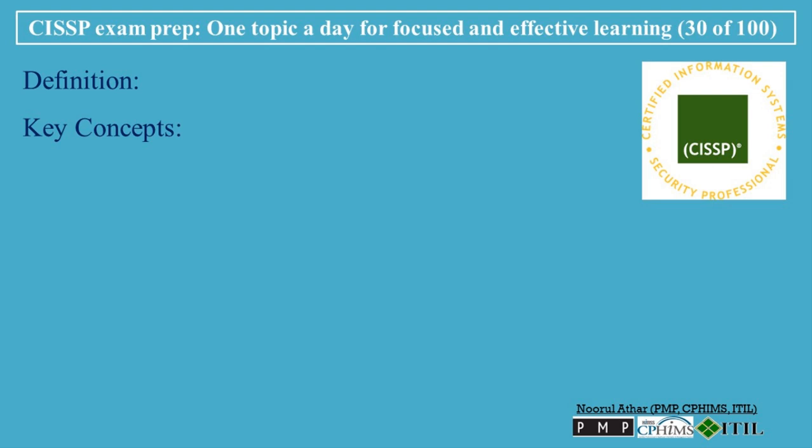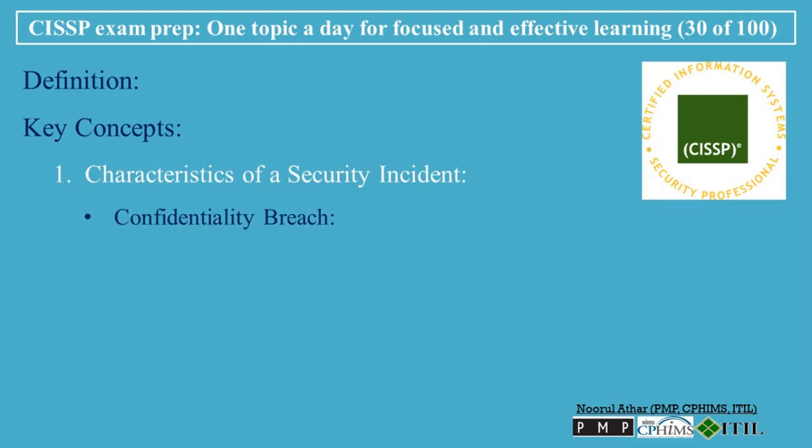Key concepts. 1. Characteristics of a security incident. Confidentiality breach, unauthorized access or disclosure of sensitive data. For example, an attacker gains access to personal identifiable information, PII, or intellectual property.